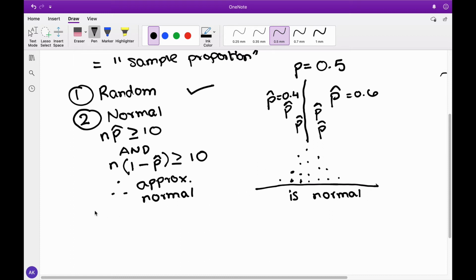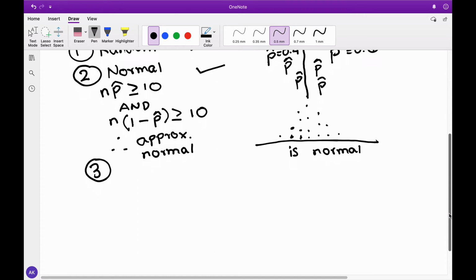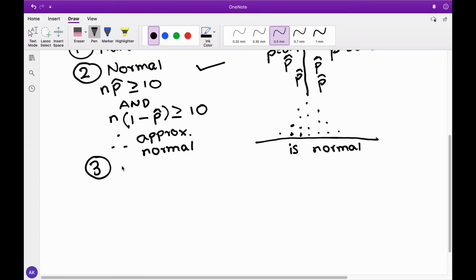Make that fair assumption. Now the last step is independence. This is the independence condition that this proportion must satisfy. And that is, you have to take your survey, but you can't take it with surveying too many people.